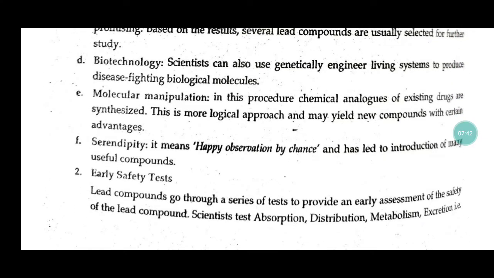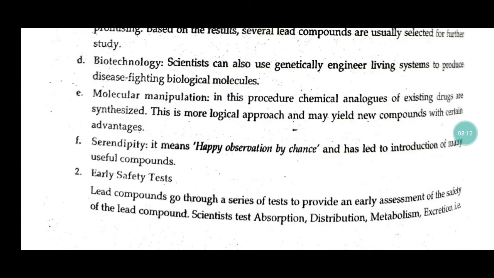The scientists can also use genetically engineered living systems to produce disease fighting biological molecules. And the fifth, molecular manipulation. In this process, the chemical analogues of existing drugs are synthesized, which is a more logical approach and might yield new compounds with certain advantages. And number six, serendipity.